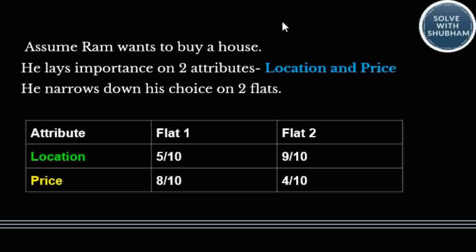Similarly, on the attribute price, flat 1 is cheaper. That is why he has given more number to it out of 10. So flat 1 stands 8 on 10 when it comes to the attribute price. Similarly, flat 2 seems to be not that cheap, seems to be costlier than flat 1. Therefore, he has given flat 2 4 on 10 on the attribute price.